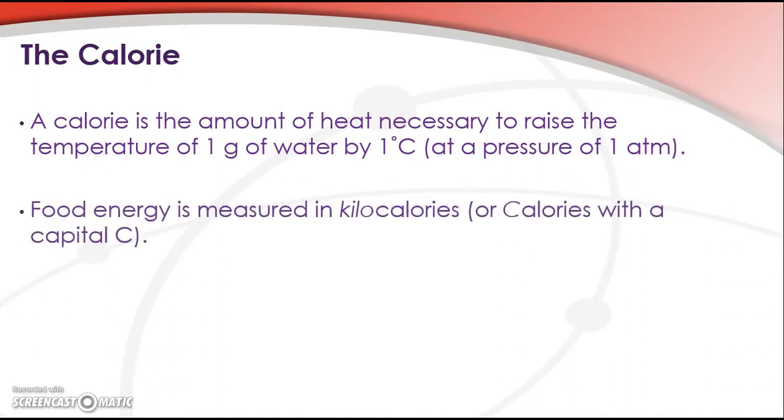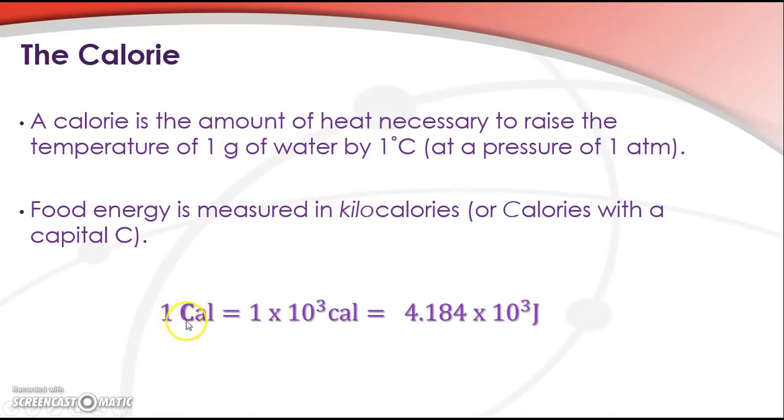Typically, we use Calories with a large C when we're talking about food, which are really kilocalories. So that can get a little confusing. Again, bless our SI units for not being quite so arbitrary. But anyway, it's pretty simple. Kilo meaning 1,000, so 1 Calorie with a capital C is just 1,000 calories with a small c. And of course, instead of being 4.184 joules, it's 4.184 times 10 to the 3 joules.